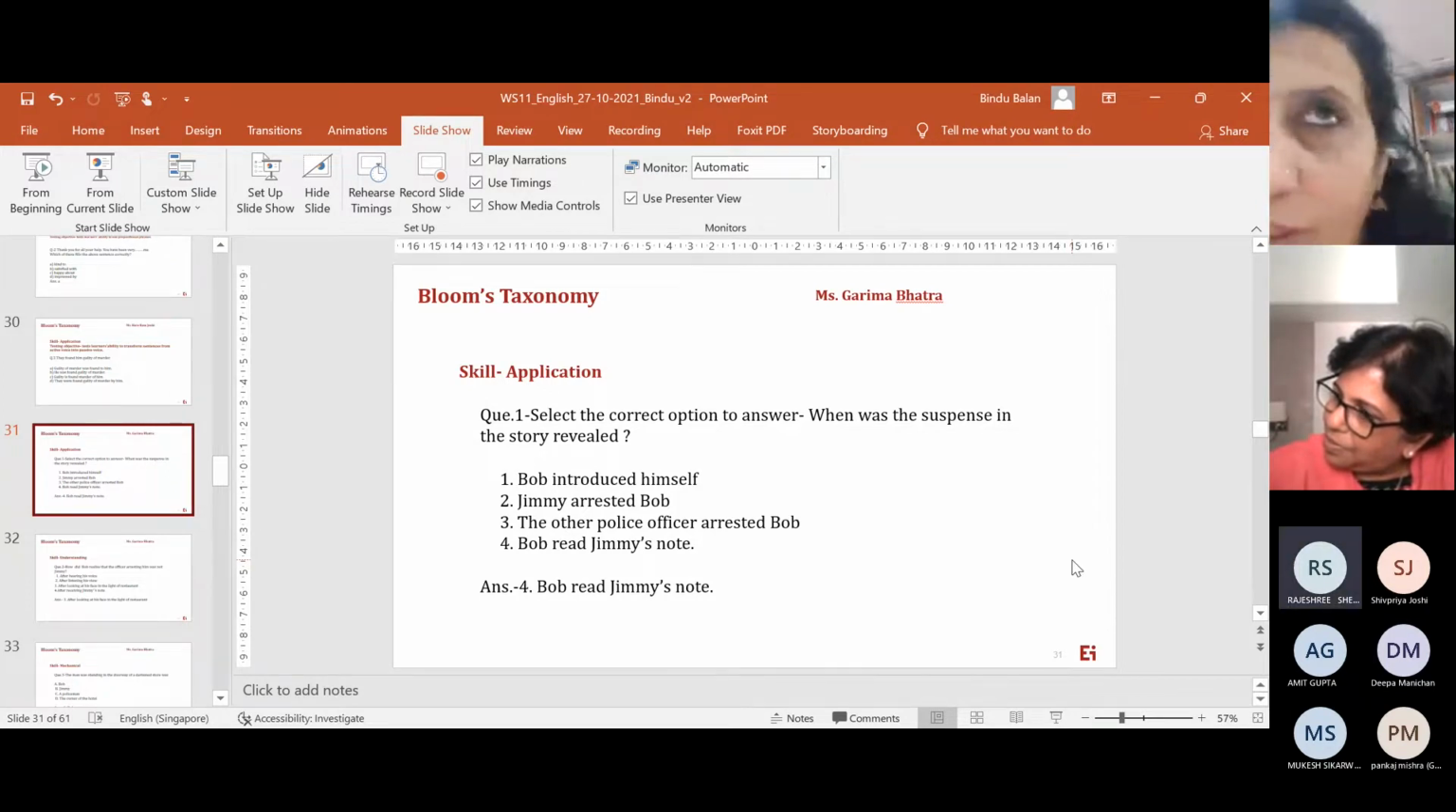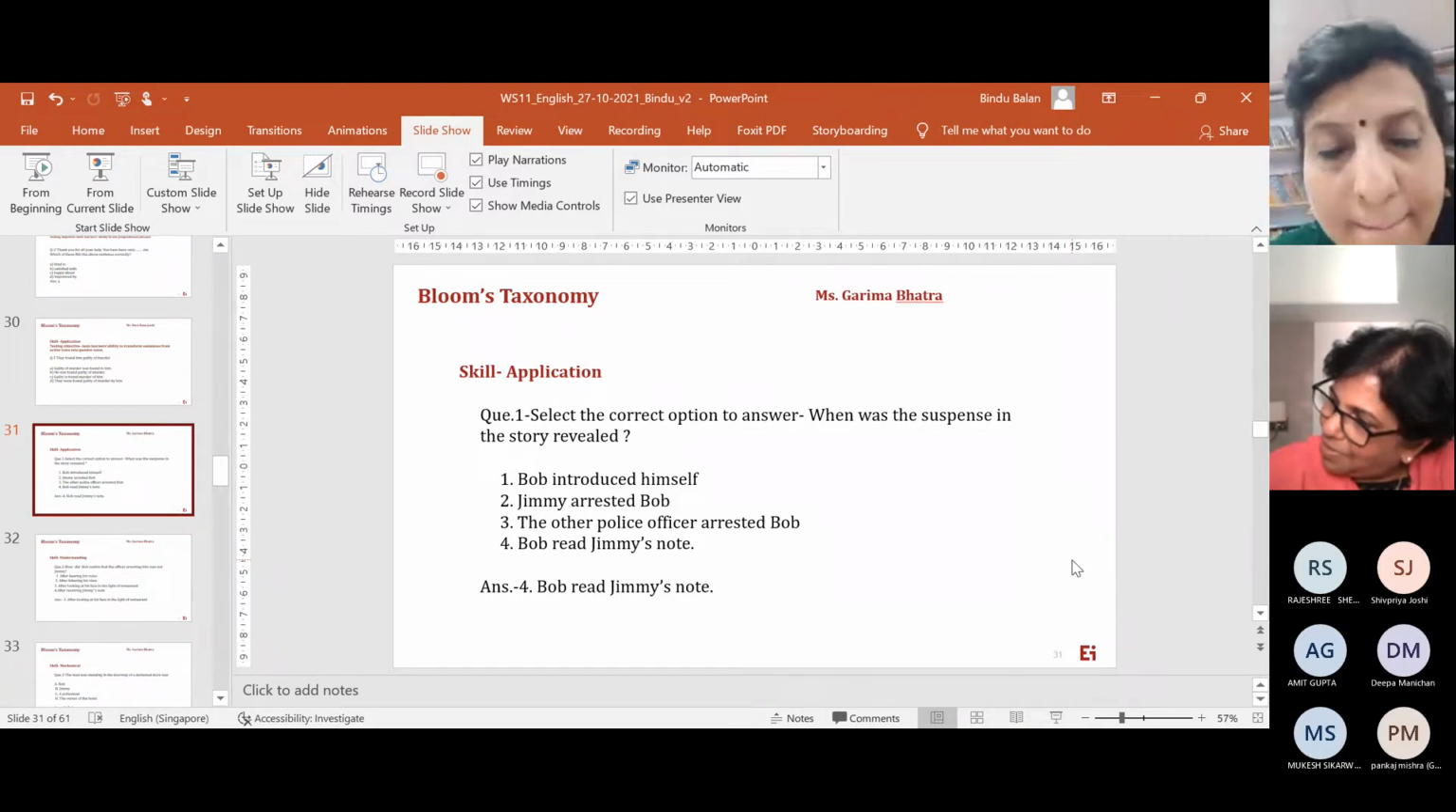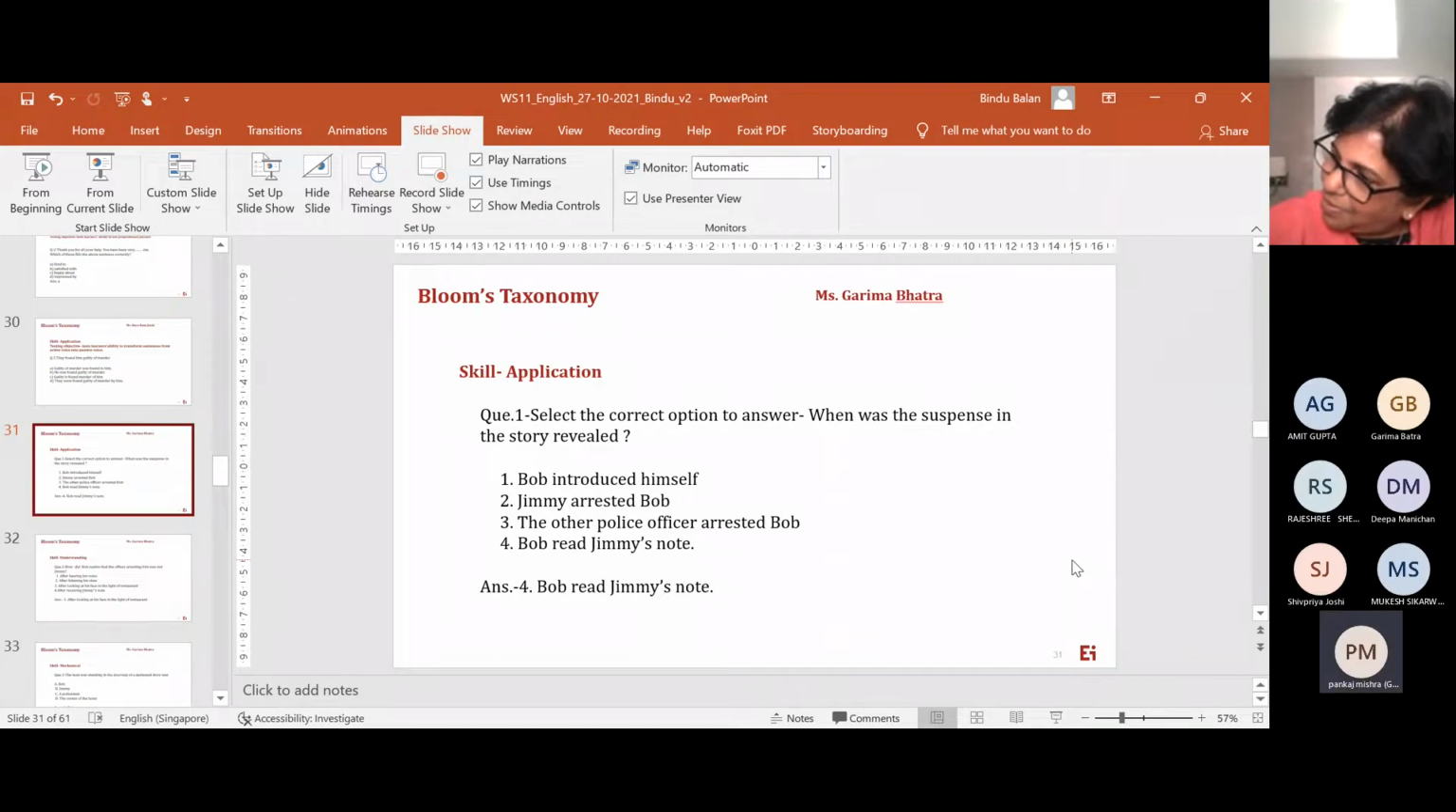I would also request Pankaj sir, I invite you to express your views about it. What do you think about this, sir? The question is, when was the suspense in the story revealed? That's not a type of question which can be directly taken from the text. It is just to be inferred, and inference has to be used here.